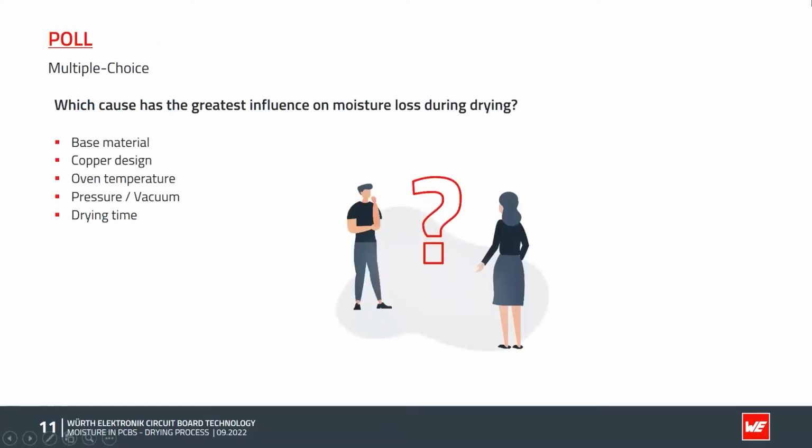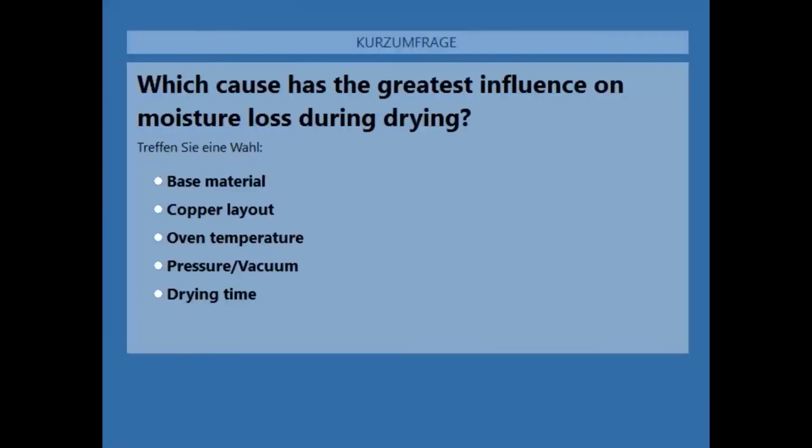Of course. Okay, so I want to have another poll with you, and the question this time is, which cause has the greatest influence on moisture loss during drying? So we want to dry, but the question is, which could make a barrier for the drying? Base material, copper design, oven temperature, pressure, or vacuum, so the surrounding conditions, or drying time. So now I start the poll and ask you to make your decision again. Now you can see the blue screen, hopefully. And I will wait another few seconds. Looking forward to your decisions.